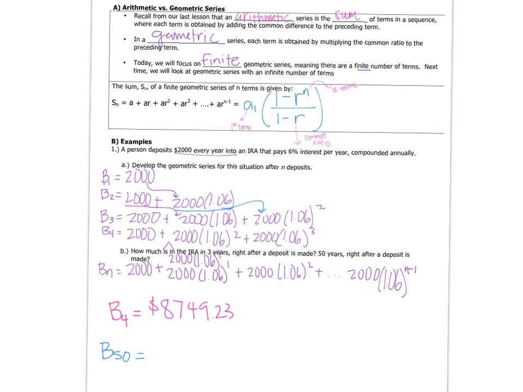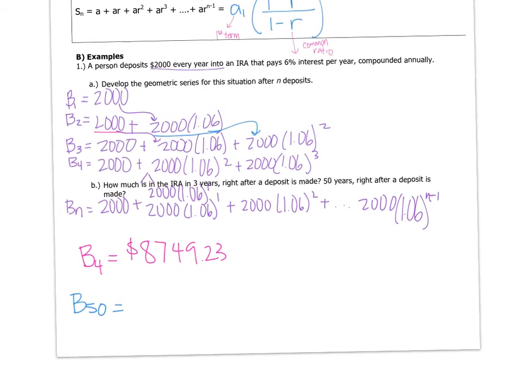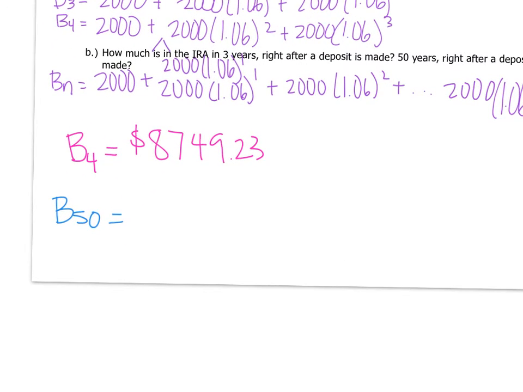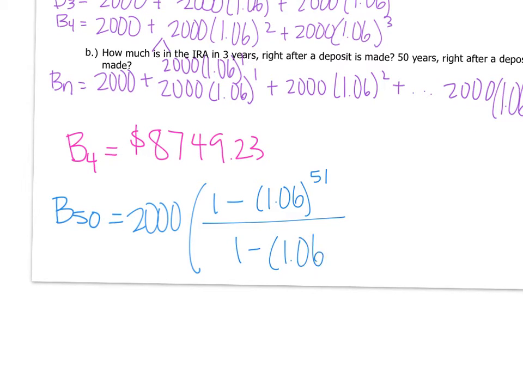Here's where that sum formula comes in. Okay. So we're just going to substitute our values, starting with A sub 1, which is our 2,000, times the quantity 1 minus our value of R. What is our value of R here? 1.06, exactly. To the n, so in this case, not 50, what should it be? 51. Just remember that B sub 1 is when you make the first deposit, so 50 years from that would really be 51. And then all over 1 minus 1.06. Okay?